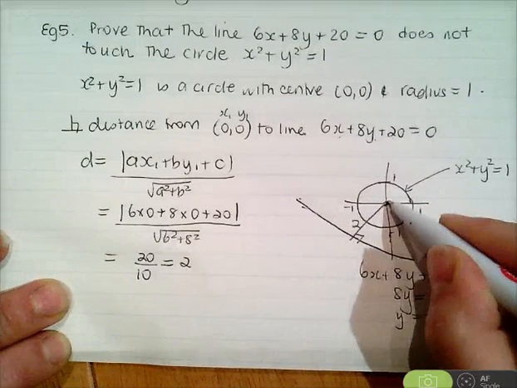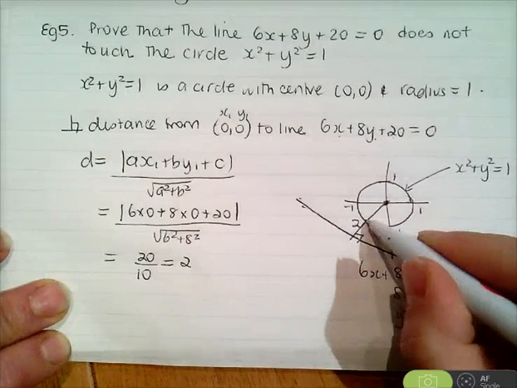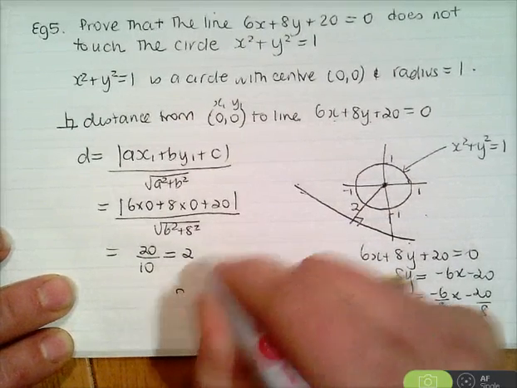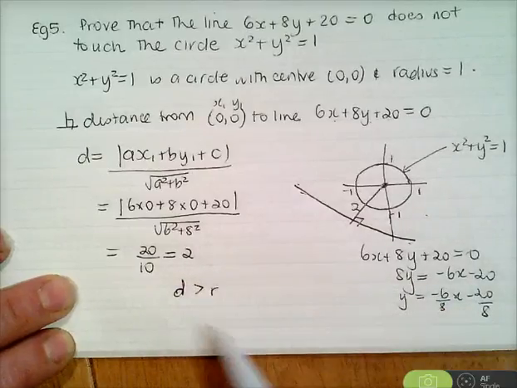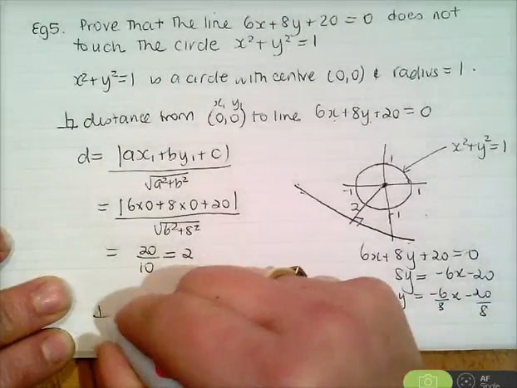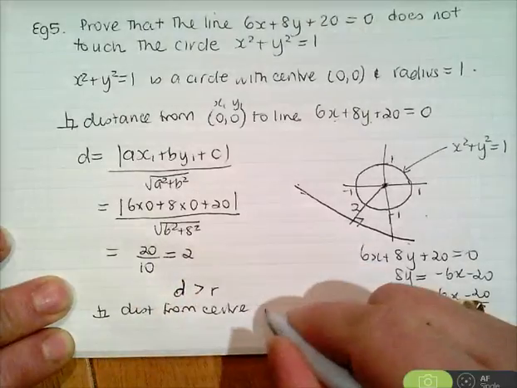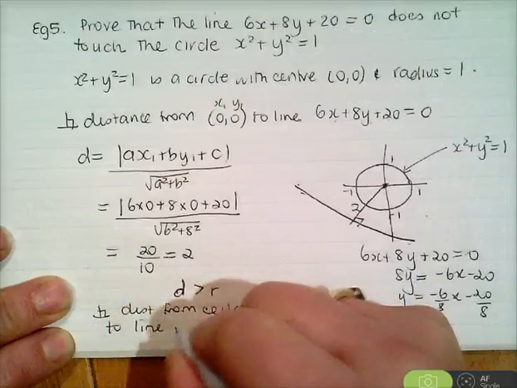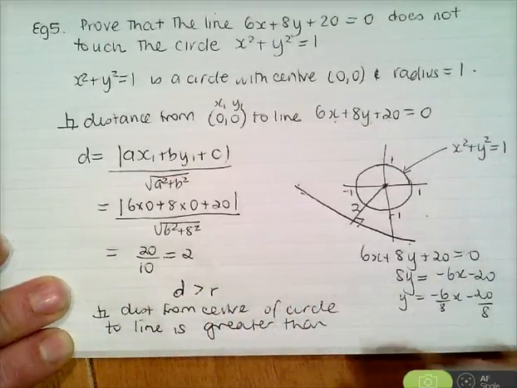The perpendicular distance from the centre of the circle to the line is 2 units, but the radius of the circle is 1 unit. So here I can say that, well, D is greater than R, so the perpendicular distance from the centre of the circle to the line is greater than the radius.